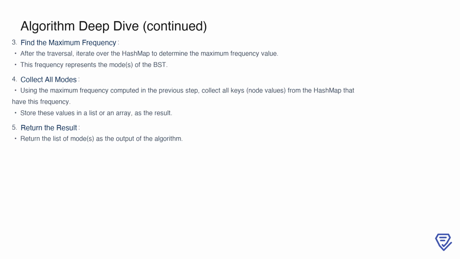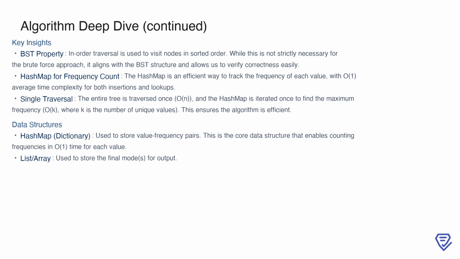completing the process of finding the mode. This solution leverages several important insights. First, the in-order traversal is key to working with BSTs, as it visits nodes in sorted order, which allows us to maintain clarity and verify correctness. While this ordering isn't strictly necessary for the brute force approach, it aligns well with the BST structure. The hashmap is another essential component, allowing us to count frequencies efficiently with an average time complexity of O(1) for insertions and lookups.